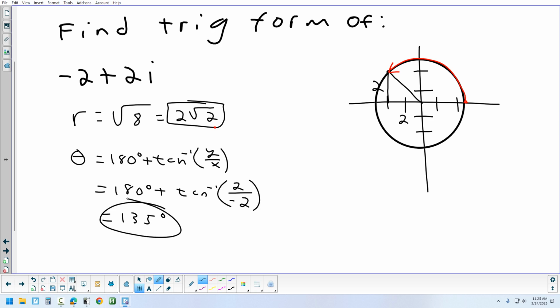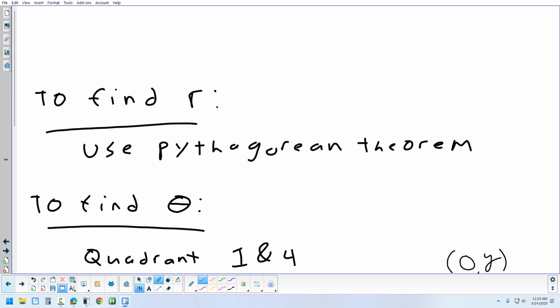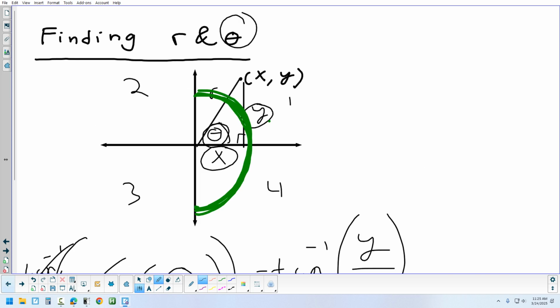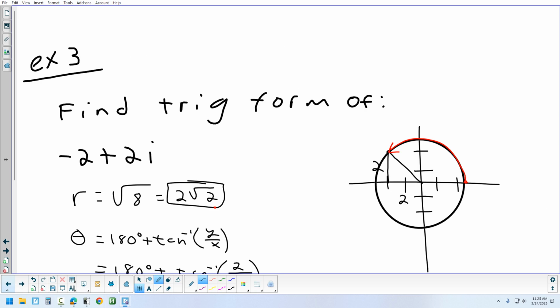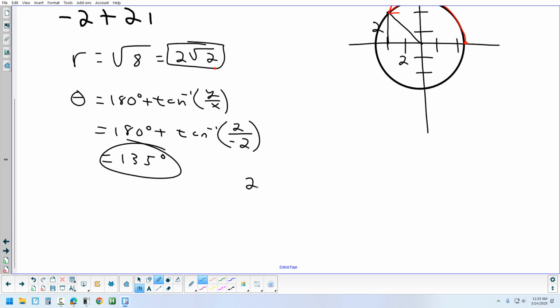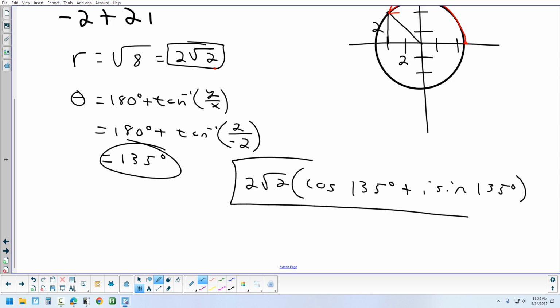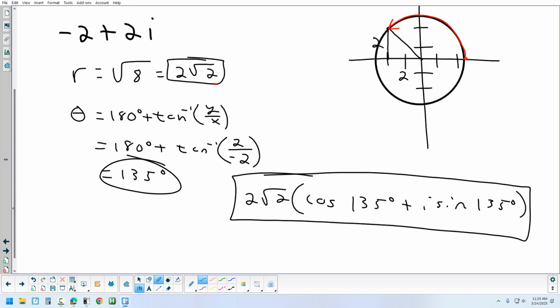Now, put those two pieces of information together to write the final answer. The final answer looks just like what's in that box. Just fill in what we got for r and what we got for theta. So we've got r cosine 135 plus i sine 135. That's your final answer. Okay, any question on how we got that?